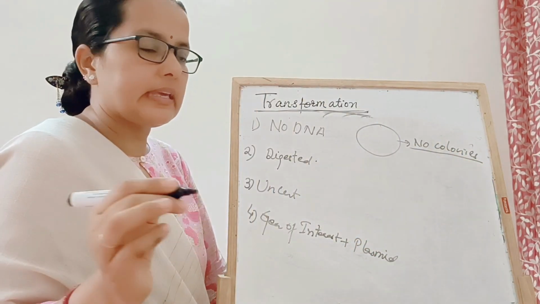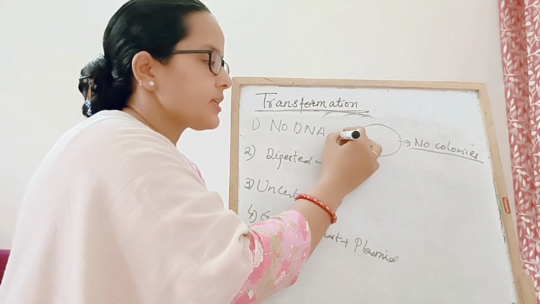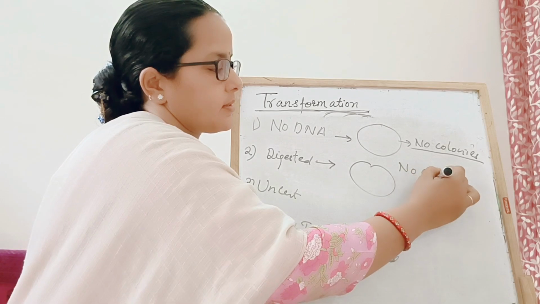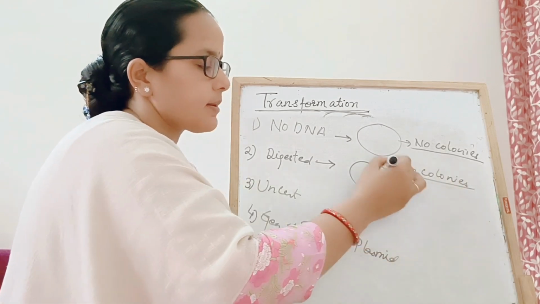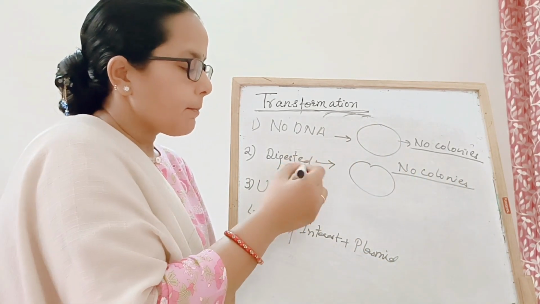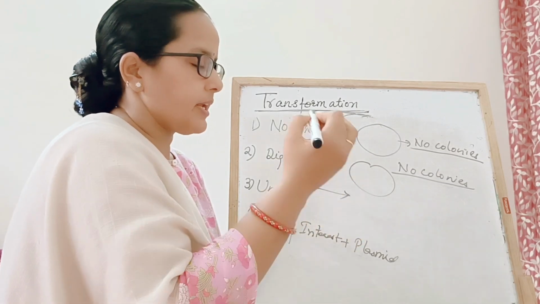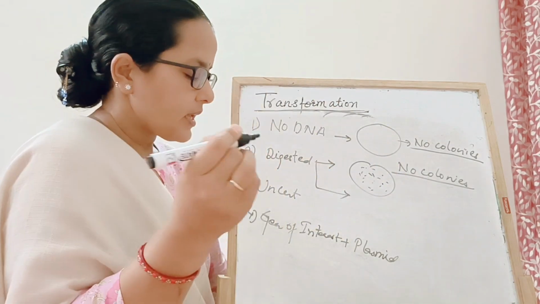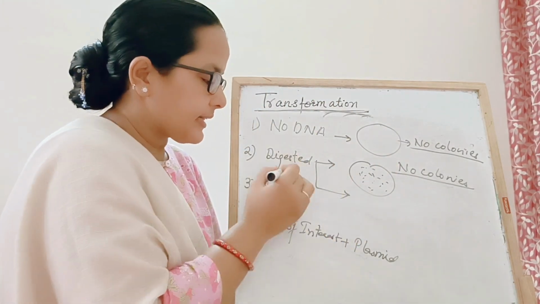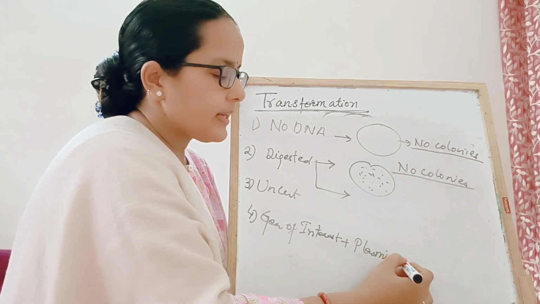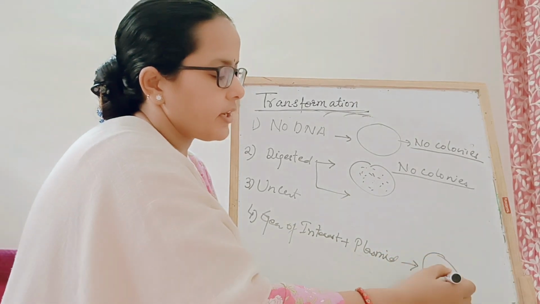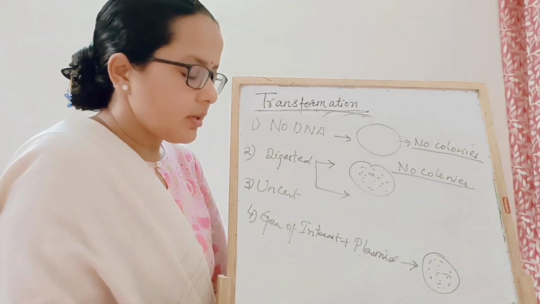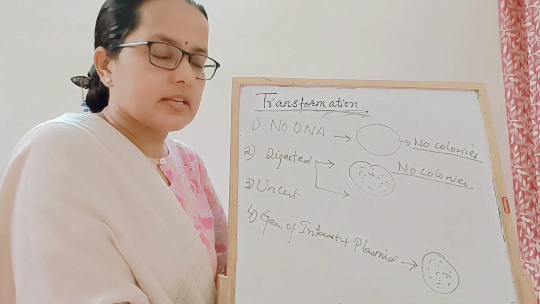आपको यहाँ कोई कॉलोनी नहीं दिखेगी. If your digestion is complete, then you will not have any colonies here. But if your digestion is incomplete, then you will have colonies. You will get colonies here. And if digestion is not complete, then you will get the same colony number here also. And you might miss your gene of interest or ligated plasmids.